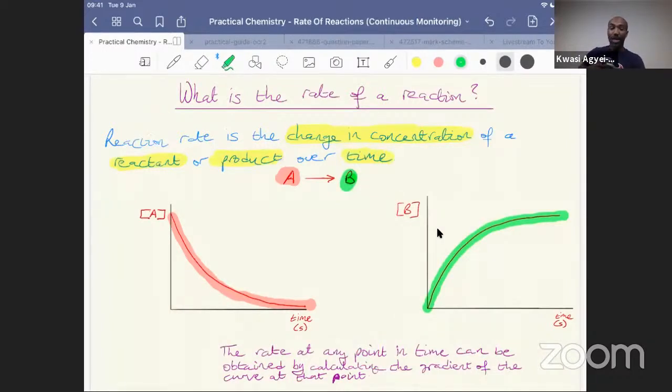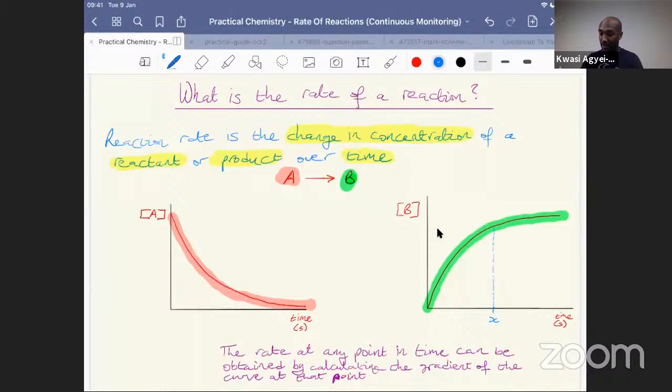Okay, so another thing to point out is the rate at any time over the course of the reaction. And that, of course, is given by the gradient of the curve at that particular time. So if for instance, you want to measure the rate at some time x, and I'm going to use time x for the formation of B, then you would want to draw a tangent to the curve at time x.